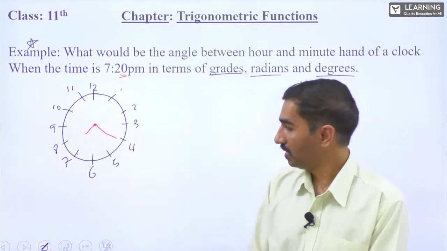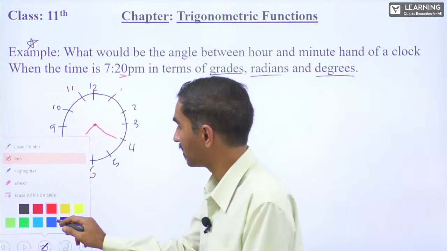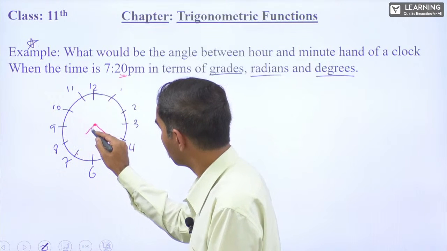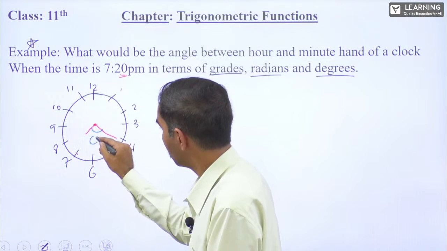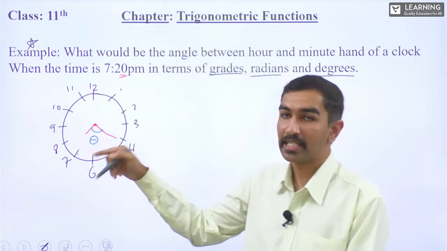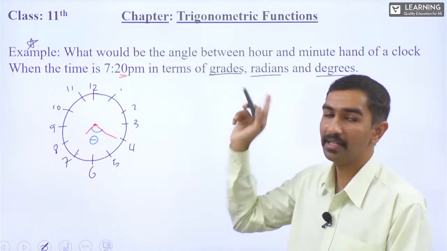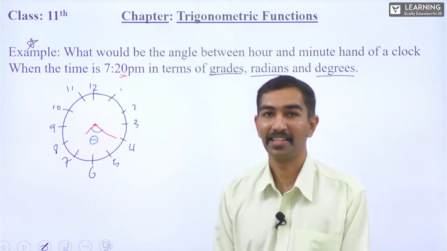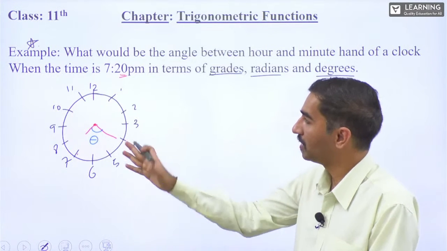Now what is our goal here? We have to calculate this angle, theta. This angle we have to calculate and express it in terms of grades, radians and degrees. Understand? So how do we do this? How do we calculate this angle?